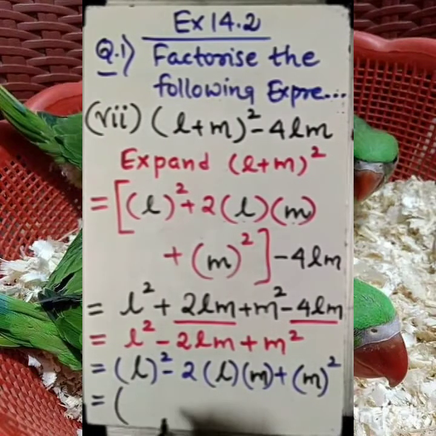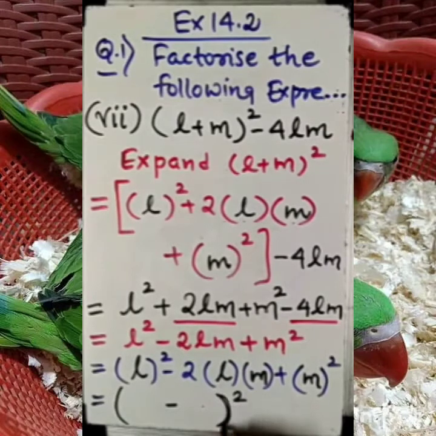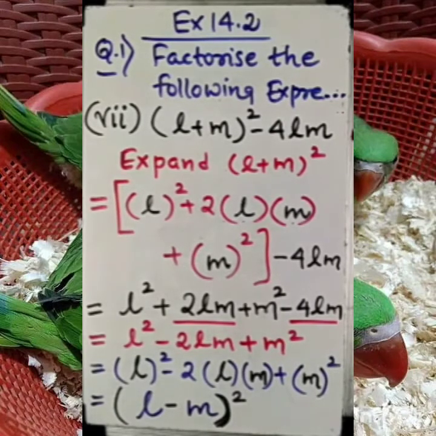So (a minus b) whole square, (a minus b) whole square, the second identity we are applying. So what is a here? That is l. What is b here? That is m. So the final answer of this question is (l minus m) whole square. Clear to you? I am explaining the full question again.